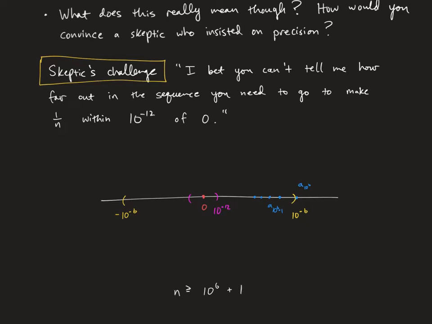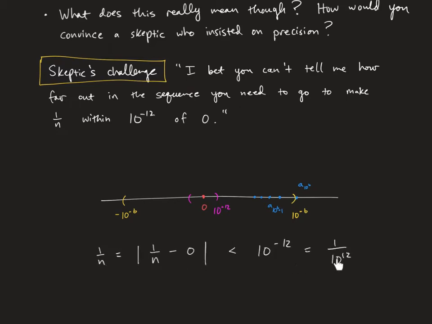We answered, or you answered, excuse me. I was the skeptic. You answered with a hard number, and now maybe I issue a new challenge with 10 to the minus 12, and all you would have to do is respond with a hard number. It's no more difficult than it was last time, because we want the distance between 1 over n and 0 to be less than 10 to the minus 12. And just as before, this is the same as 1 over 10 to the 12.